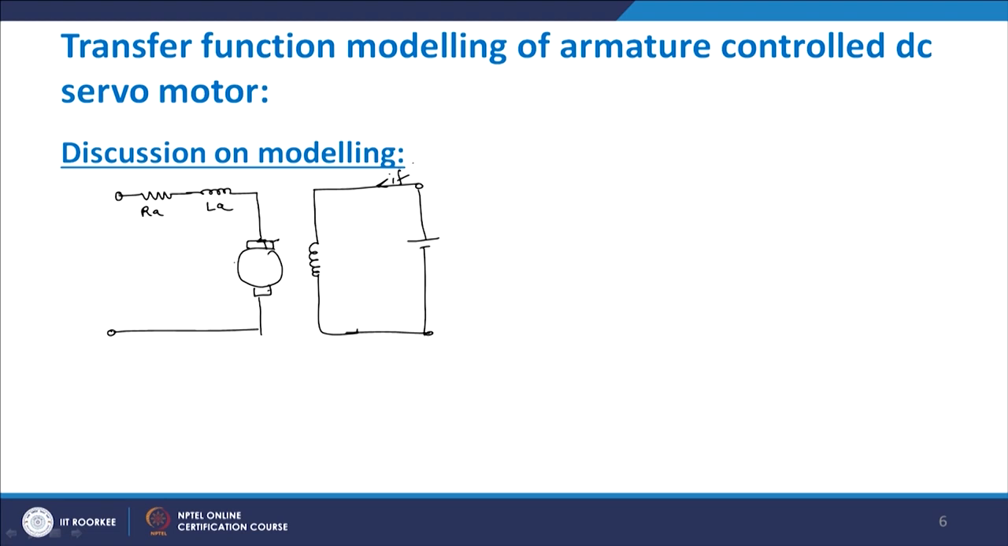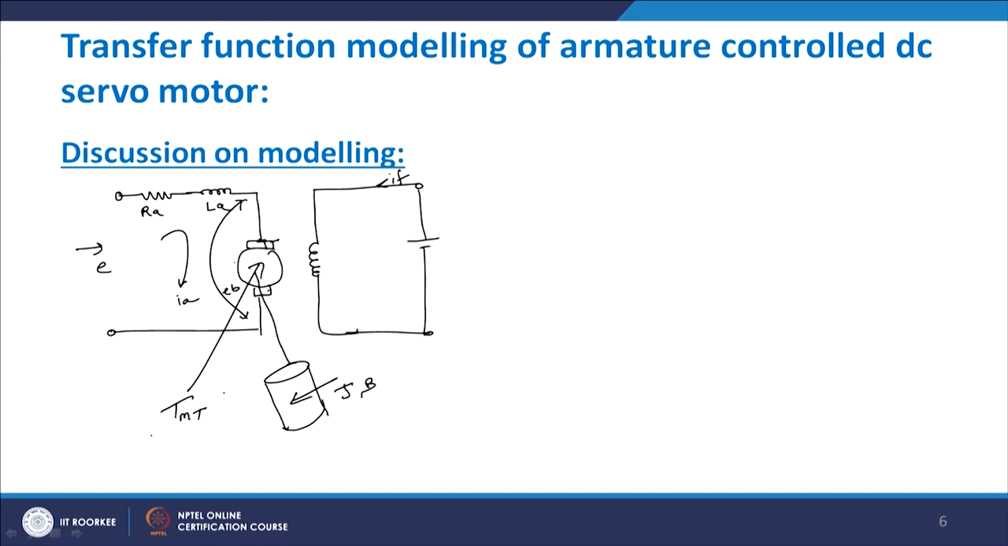Now, here is the field current. E is the applied voltage. Here we will get a back EMF, and here is the armature current. When this motor rotates, it has to drive against moment of inertia and friction. So, here are J and B, and the torque produced by the motor, TM. TM is the torque produced by the motor, and here is the position theta. Now, this is the circuit diagram of an armature control DC servo motor.